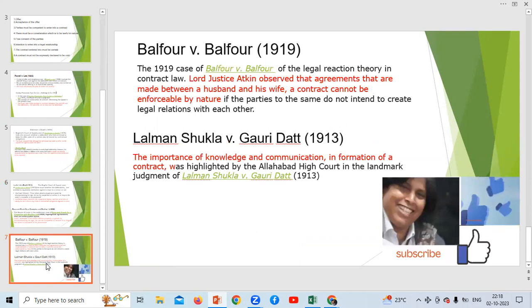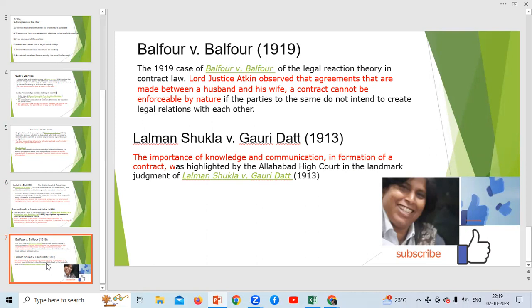बॅल्फोर वर्सेस बॅल्फोर ही मुद्दामून परत एकदा घेतलेली आहे, कारण रिपीटेडली मागच्या माझ्या 10 केसचा जो कालचा व्हिडिओ केलेला होता, त्याच्यामध्ये ह्या केसचा उल्लेख केला होता, पण ही रिपीटेड असल्यामुळे महत्वाची आहे. So please go through it. ही 1919 ची केस आहे ऑफ द लीगल रिॲक्शन थिअरी इन कॉन्ट्रॅक्ट लॉ. Please remember the words legal relation theory in contract law.